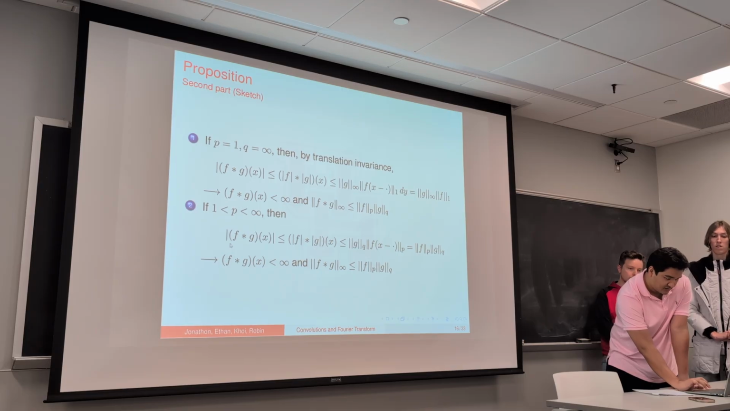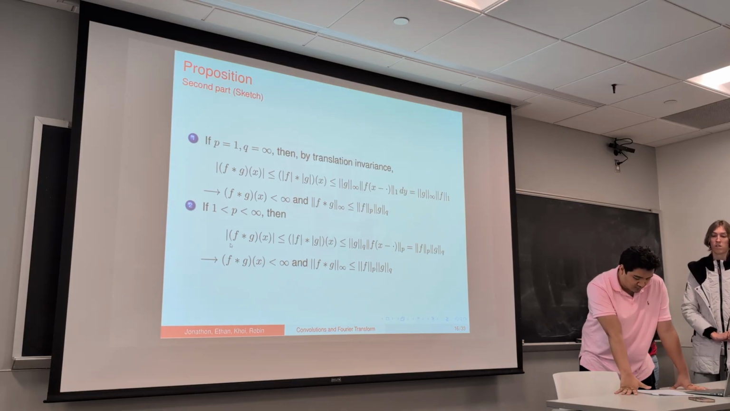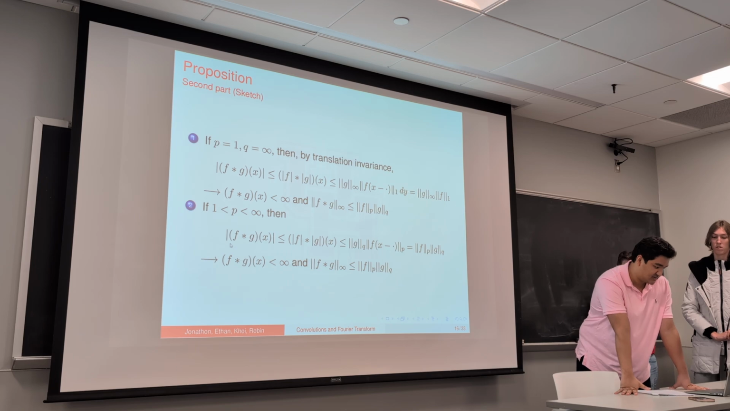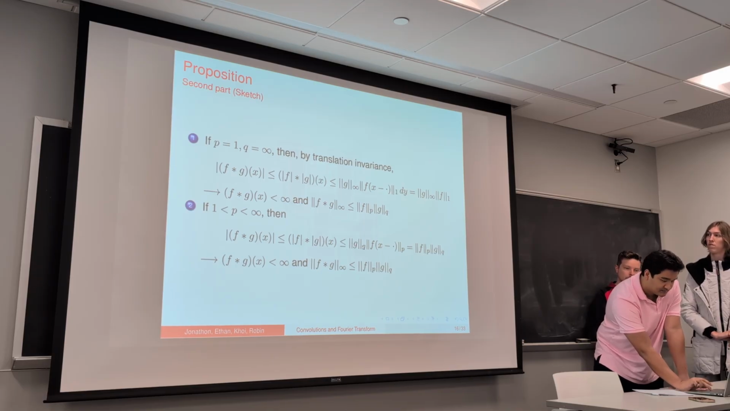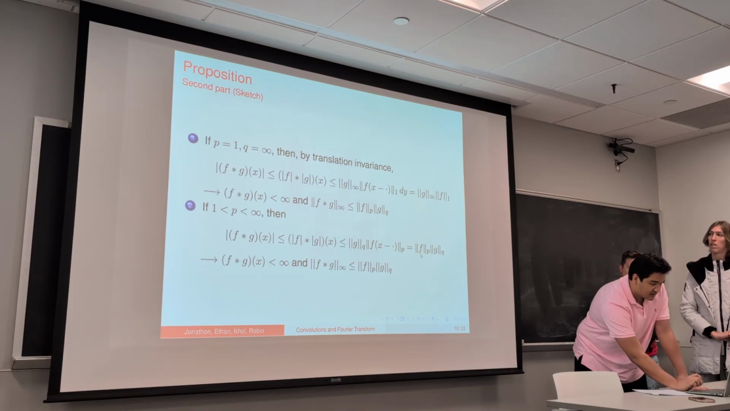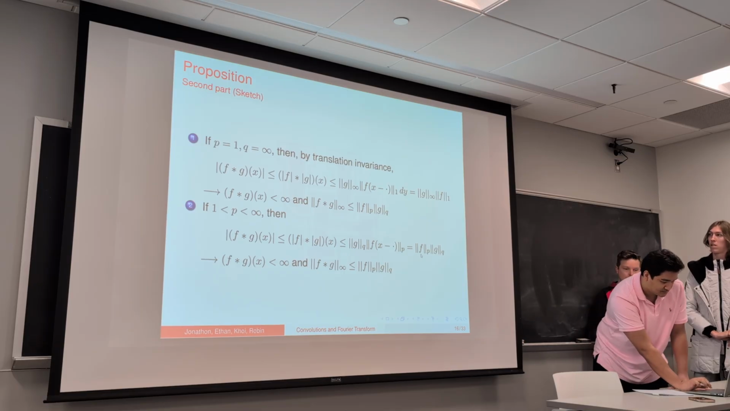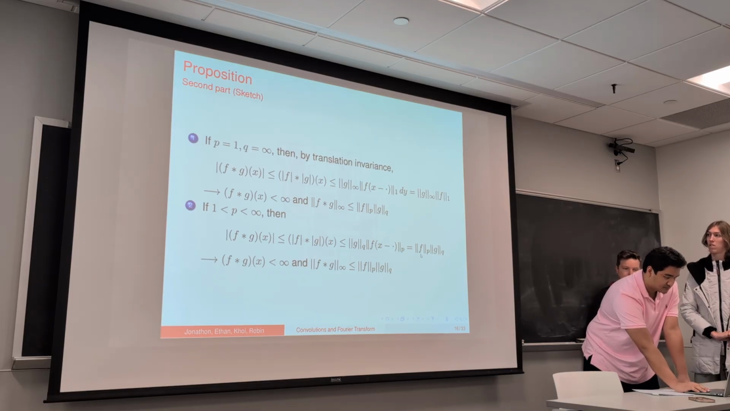And then if 1 is less than p is less than infinity, you have the same argument as before, except now this time you have to use Holder's inequality instead of just pulling out the infinity norm of g. And this time you get the p norm of f times the q norm of g.